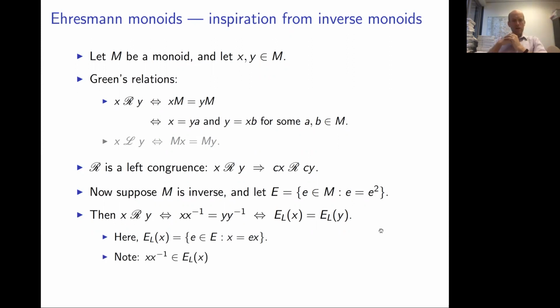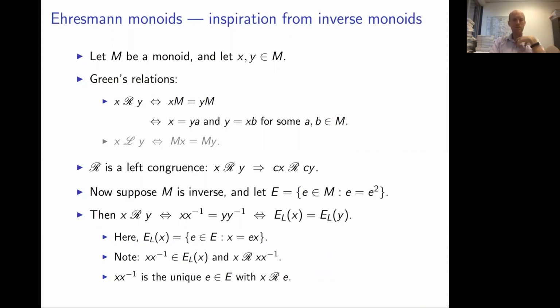An example of a left identity: obviously the identity element would belong to this set for every X, but X inverse does as well, because if you multiply X inverse by X, you just get X. Also X turns out to be R related to X inverse. You can just multiply X inverse by X to get back to X. And it turns out that this is in fact the unique element of E that's R related to X. So every element is R related to a unique idempotent.